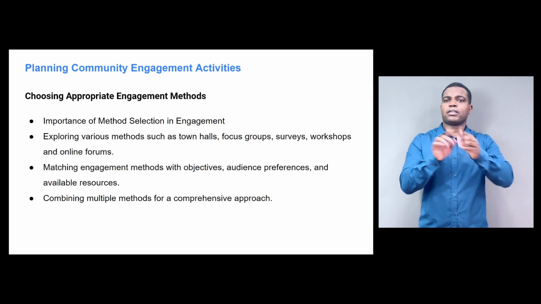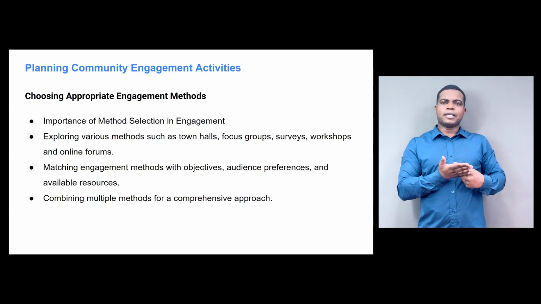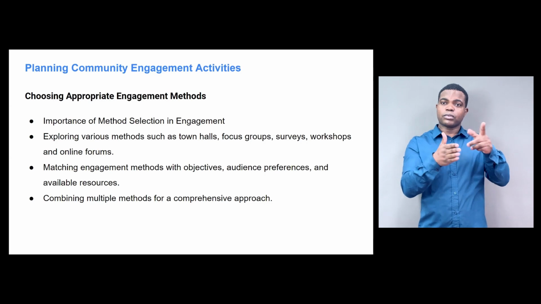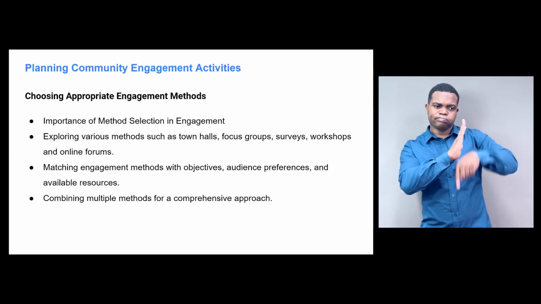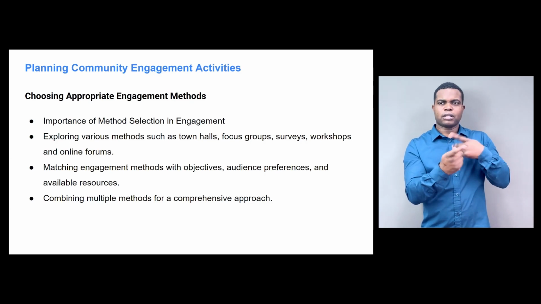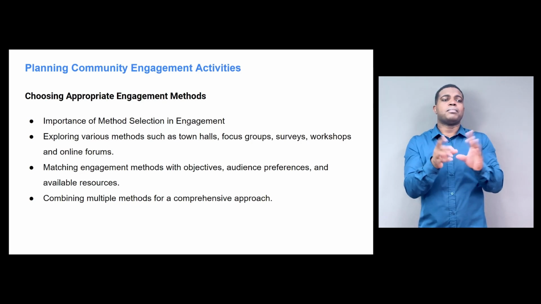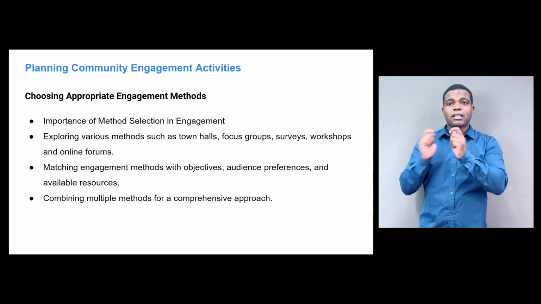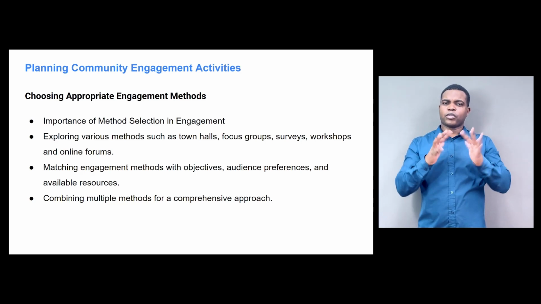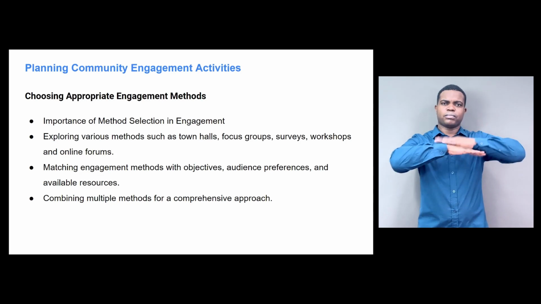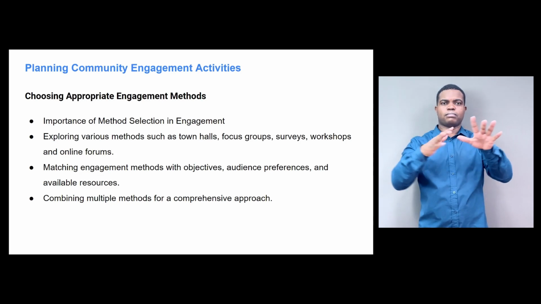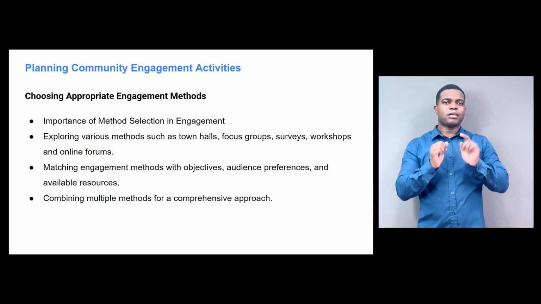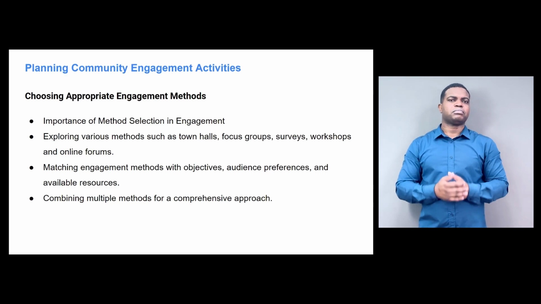So, combining multiple methods for a comprehensive approach, you can decide to combine all the methods to ensure that you achieve a comprehensive result. You can decide to combine town hall meetings with surveys, with interviews, with focus group discussions, with workshops, with online forums. Using all these methods will help you to achieve a comprehensive result.